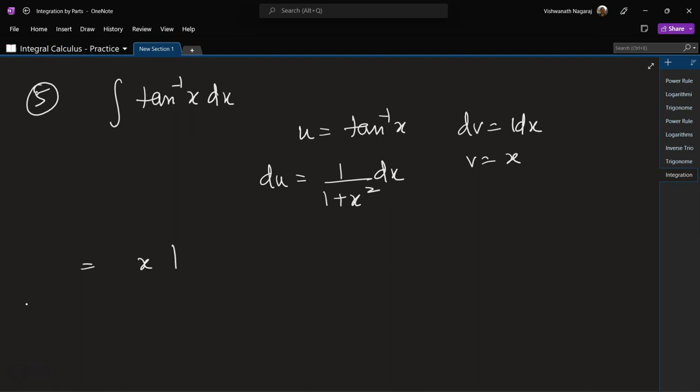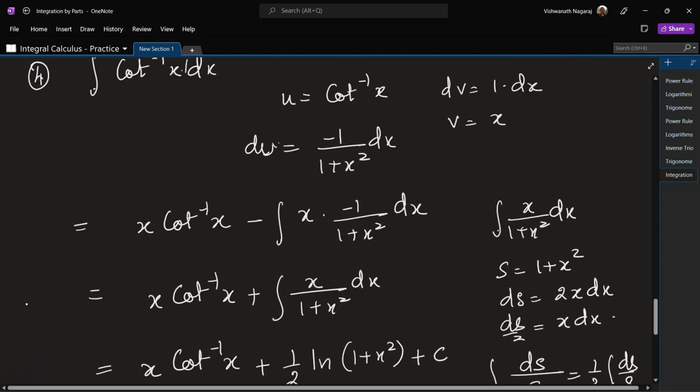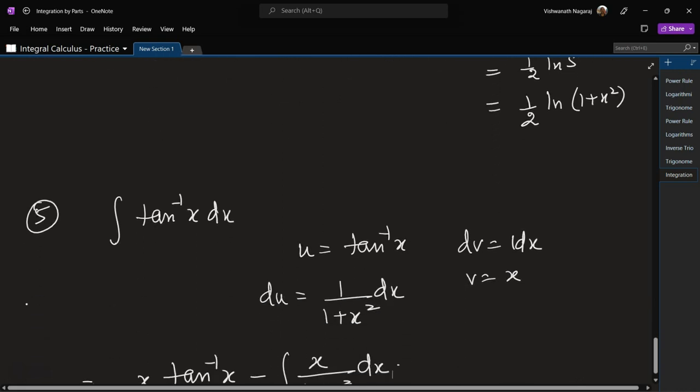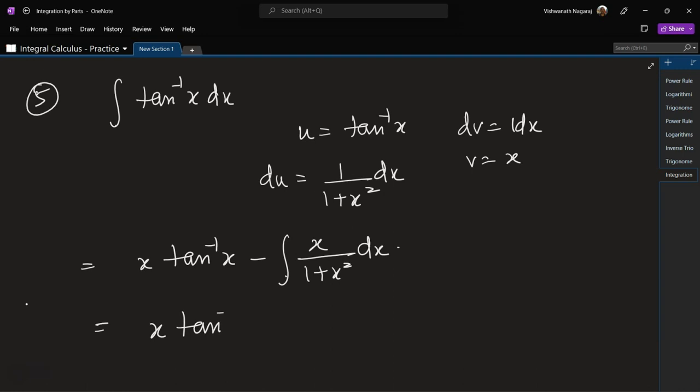uv, so x tan inverse of x minus integral of v du, so x by 1 plus x square dx. And x by 1 plus x square, we just now looked at that, right? Integral of x by 1 plus x square, we know that is 1 by 2 natural log of 1 plus x square. So it is x tan inverse of x minus 1 by 2 natural log of 1 plus x square plus c.